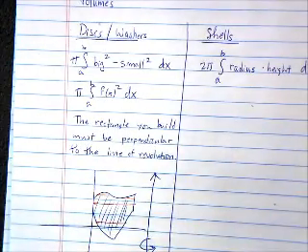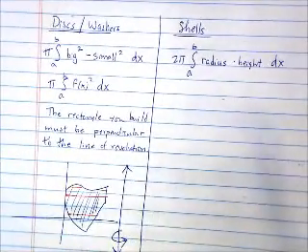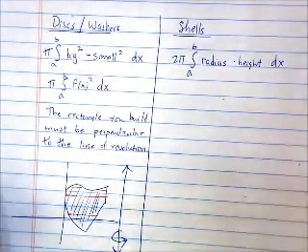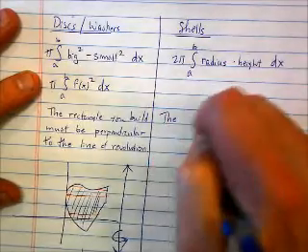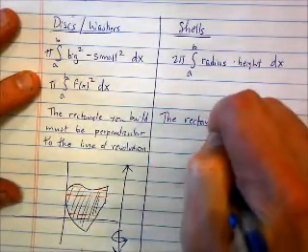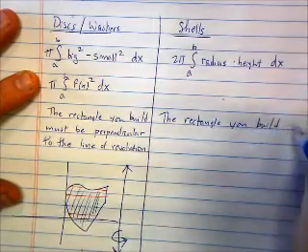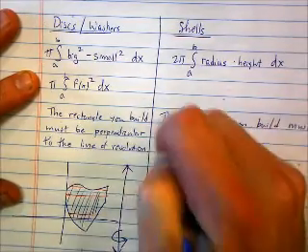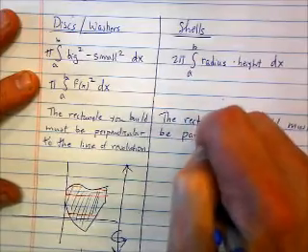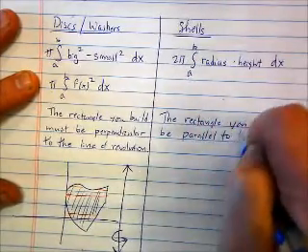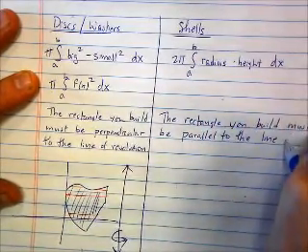How about for the shells method? How do you tell if you're going to use dx or if you're going to use dy? The rectangle you build must be parallel to the line of revolution.